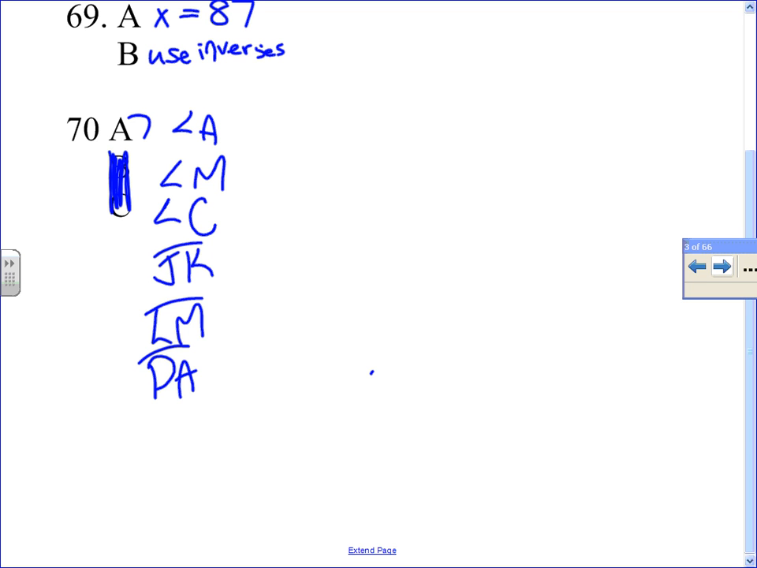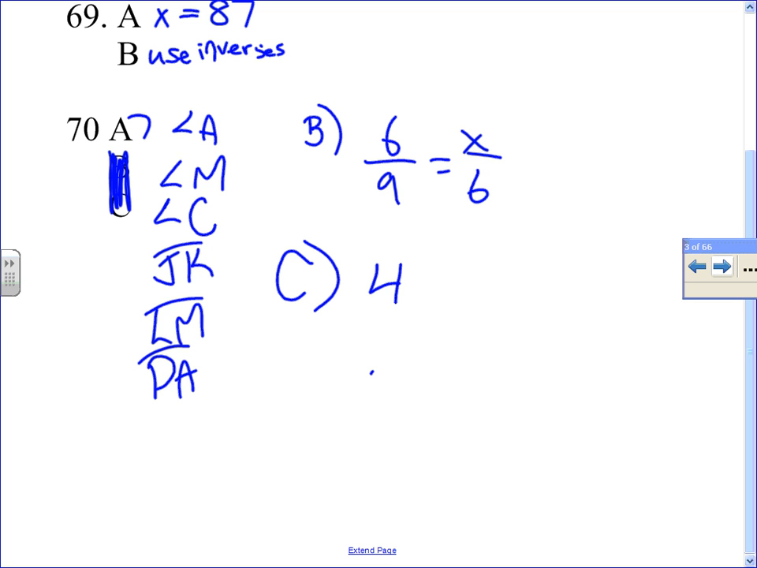Letter B, write a proportion for finding the length of JK. So let's see, Sean, what's your proportion for letter B? Perfect, that's one. Anyone do any of the other proportions? Charles, what did you do? Perfect, that works as well. Anyone else? Okay, and then letter C. Adam, what'd you get for letter C? Good. Nice job putting the units on there. Okay, questions on that one?